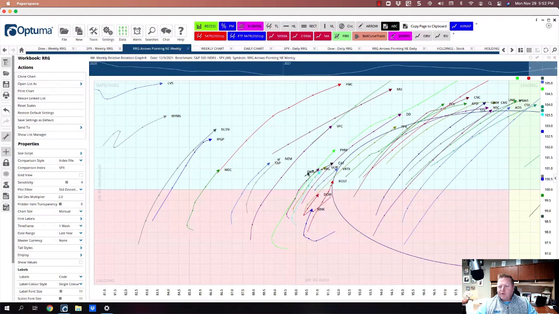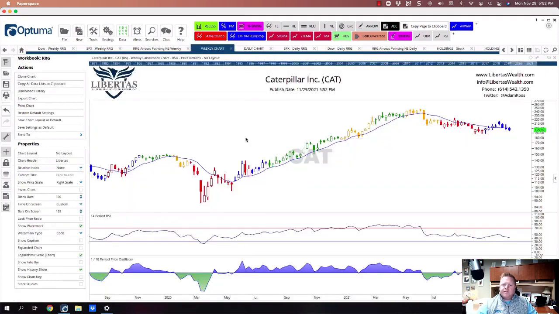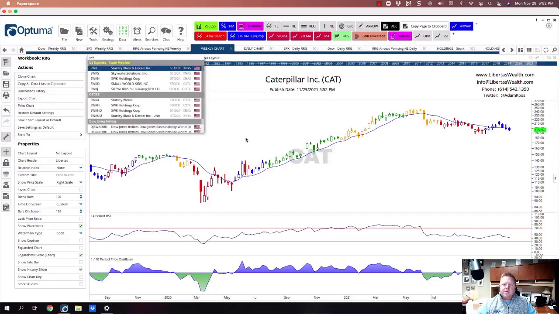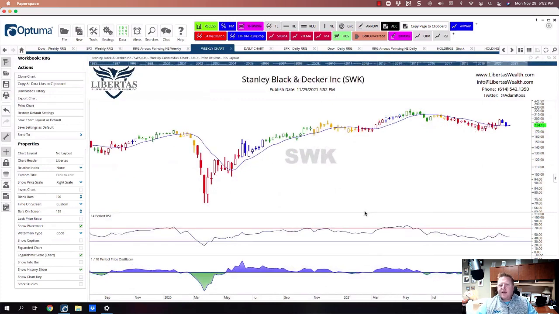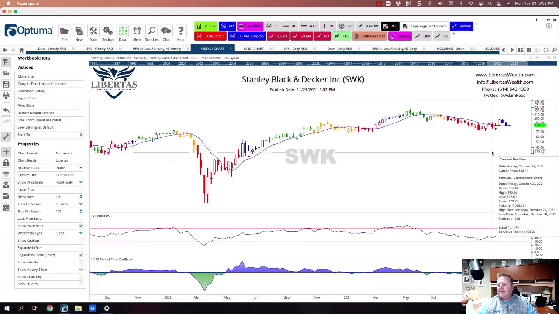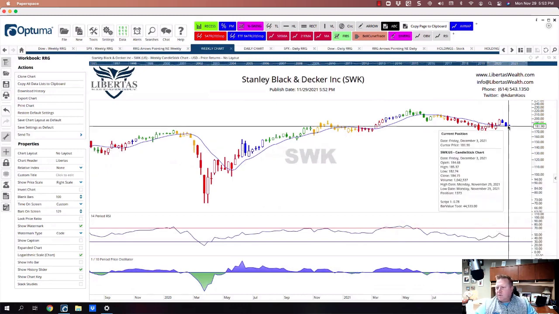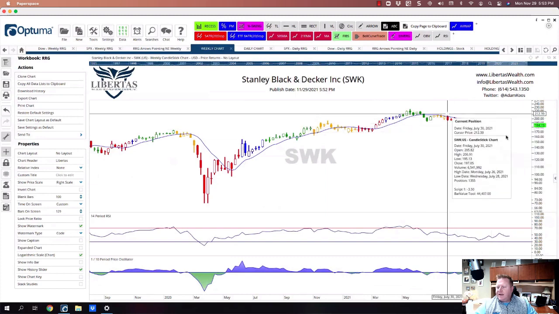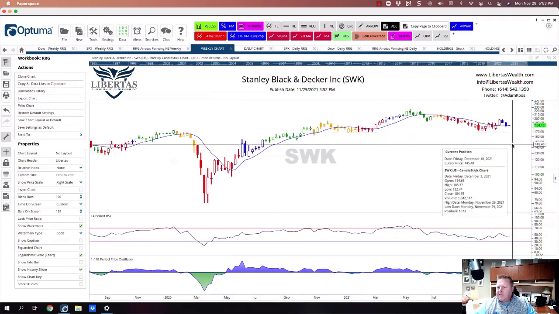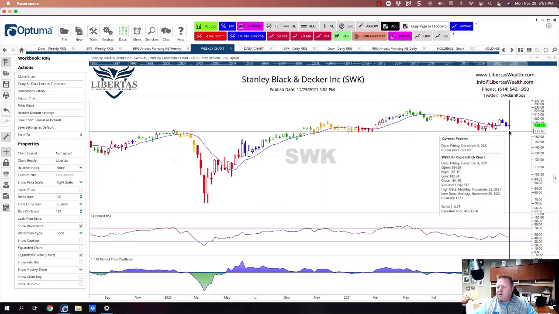Is that Skyworks right there? So Skyworks. No, it's Stanley Black & Decker. Sorry. Skyworks is SWKS. Stanley Black & Decker is SWK. So Black & Decker, again, looks a lot like the prior chart we just looked at. So Mohawk looks very similar.